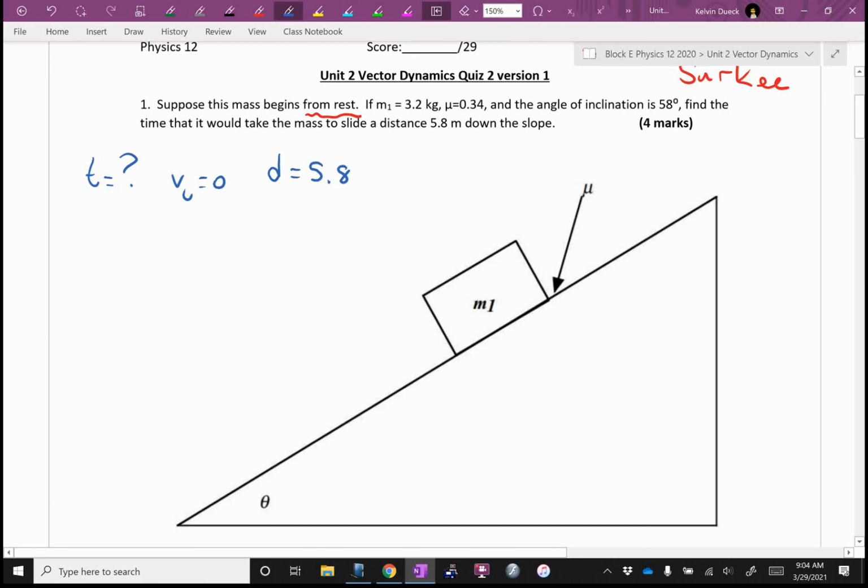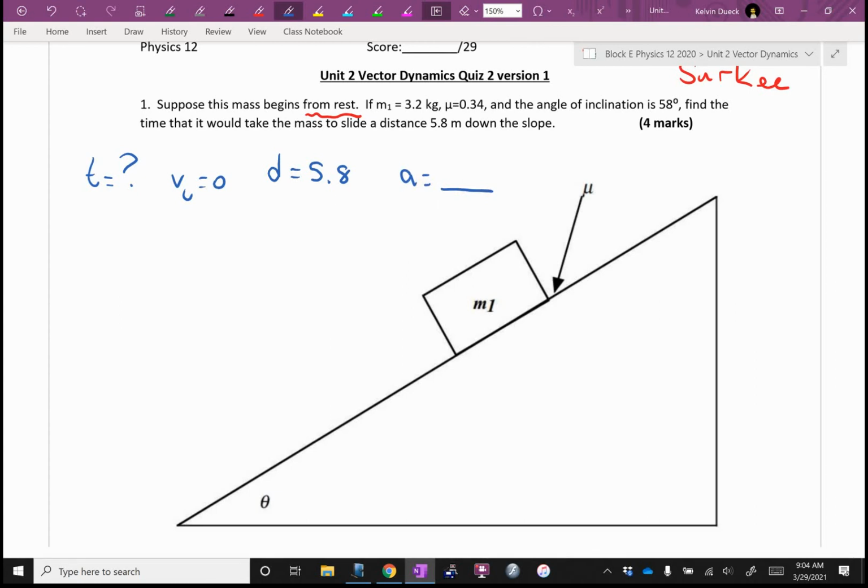What else do I need to find time? Well, if I had Vf, that would work. Do I know V final after 5.8 meters? Nope. What else could I use to find time? I think I'm going to need to find the acceleration.